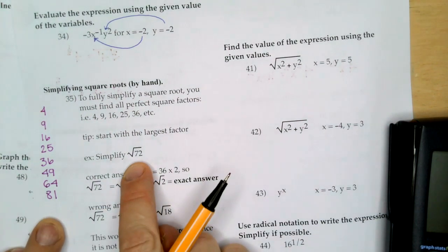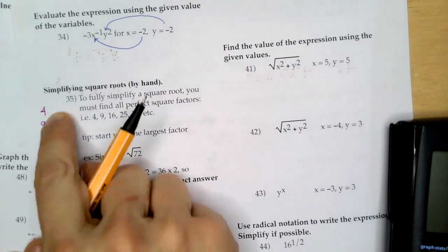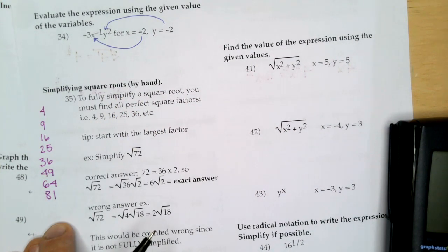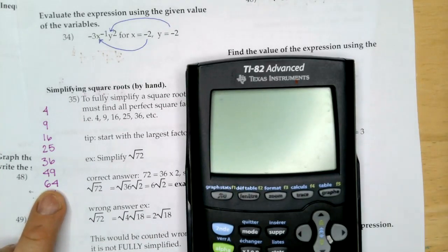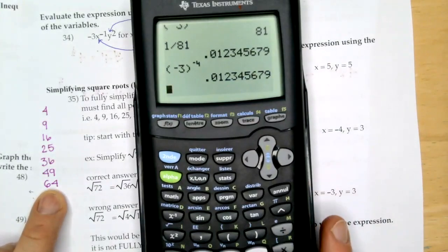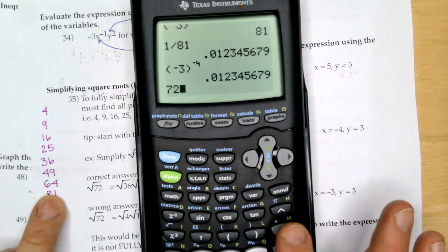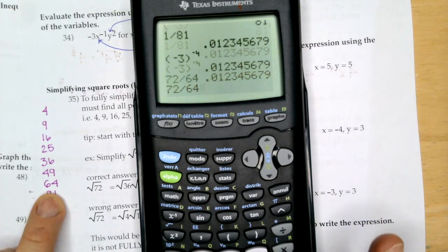Now, 72 is not a perfect square, right? You want to start at a number below 72 and start dividing. So 72 divided by 64, I don't think it's going to go into 64, right?